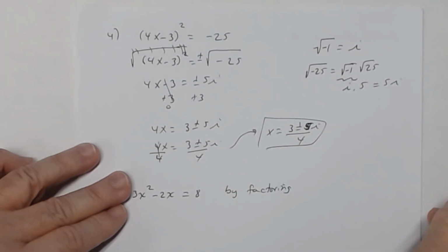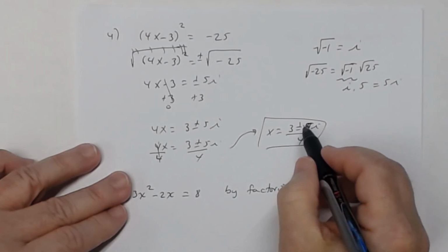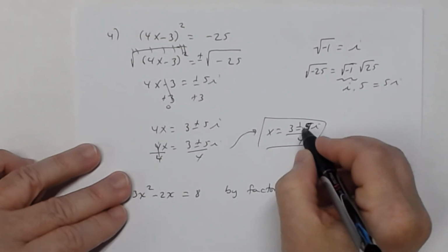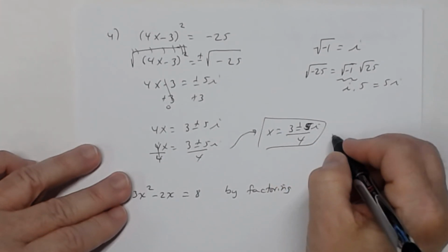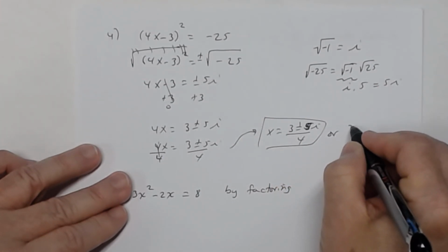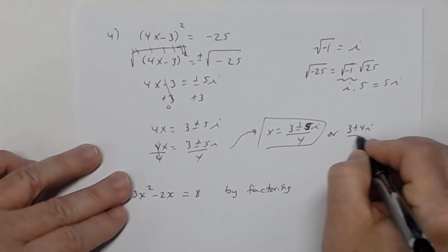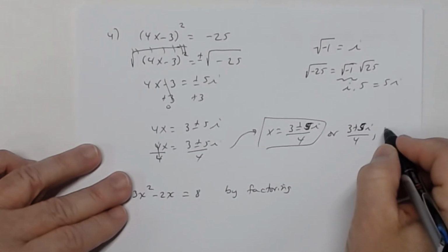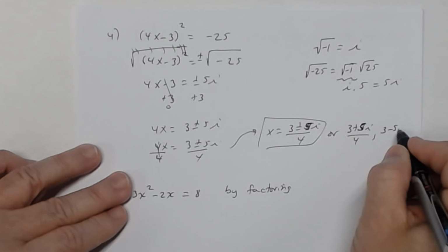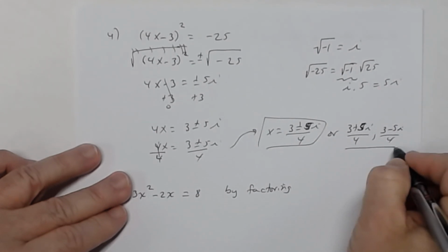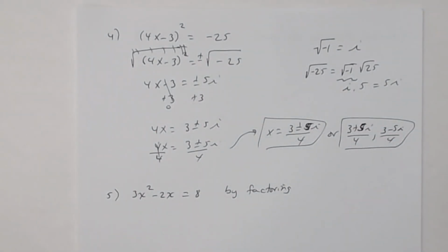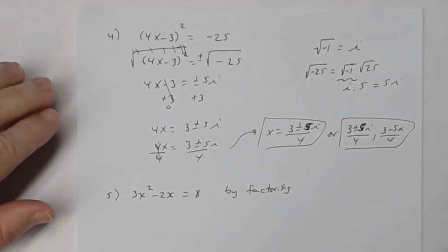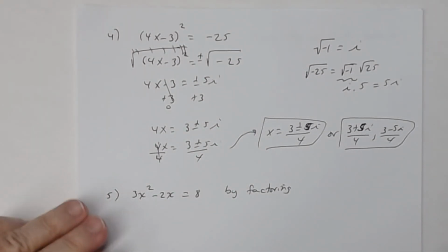You're good. Now, what some students want to do sometimes is to write them separately. See, there are two solutions. See that plus and minus? So one of my solutions would be 3 plus 5i divided by 4. And the other is 3 minus 5i divided by 4. All right, so that's number 4. Notice you have to get all your points, you have to show all these steps.